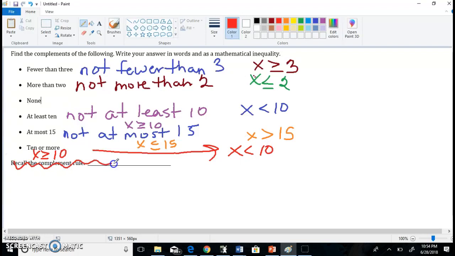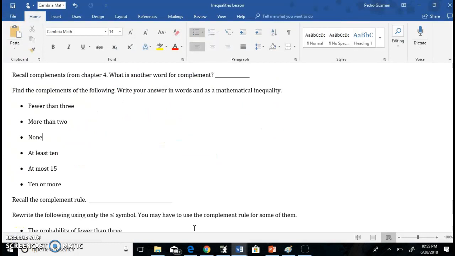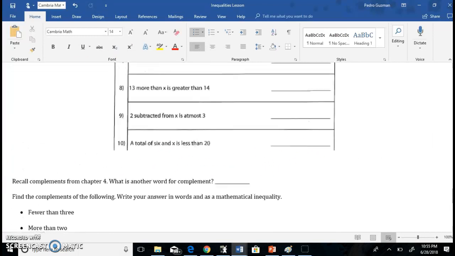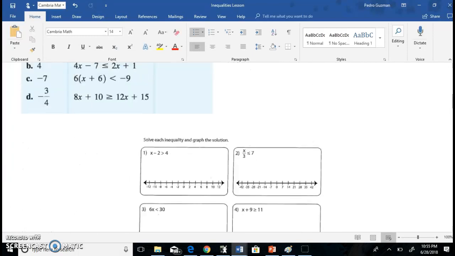So we're not going to talk about the complement rule yet. That's going to come in chapter 4, so we're going to wait on that. And because we haven't really covered probability yet, we're not going to do the end of this worksheet here. This is something that we will come back to. Whether we come back to it on this worksheet or not, we will cover this when we get into Chapter 4, and definitely when we get into Chapter 5.